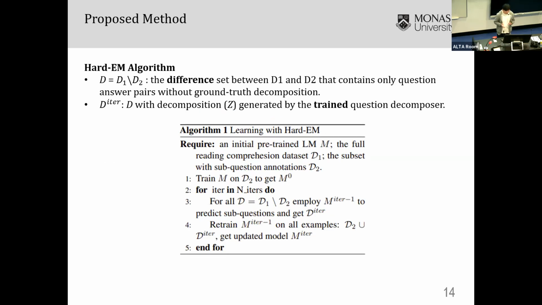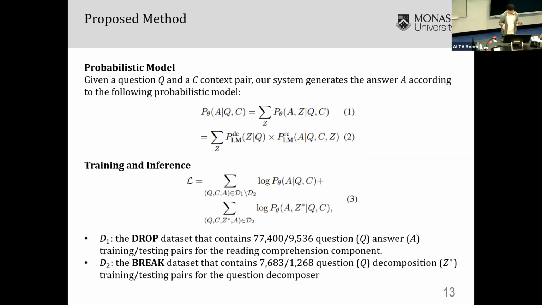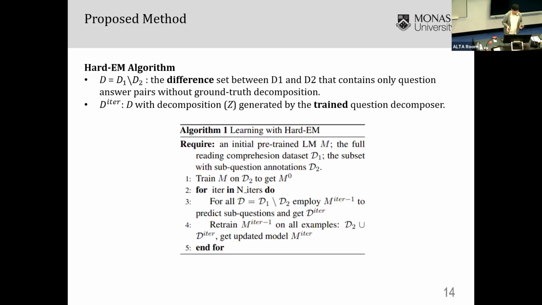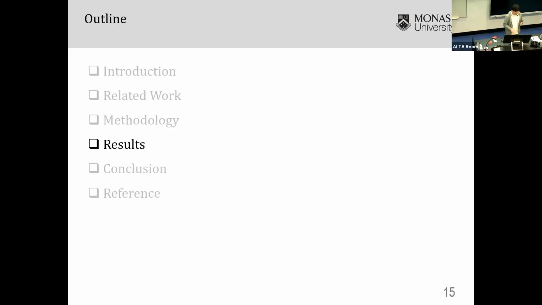And for the rest, maybe 70K QA pairs, we don't have the annotations. We don't have the ground truth. So we use the HardEM algorithm to annotate them, or to produce pseudo labels for the sub-questions. Introducing HardEM can also improve the performance of our model. We can see it in detail in our results.